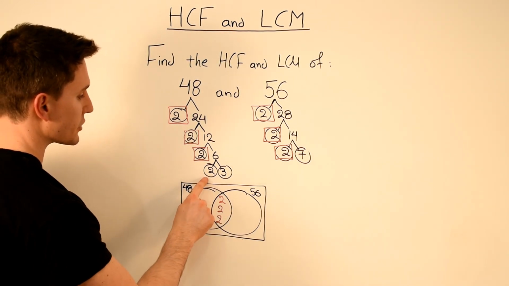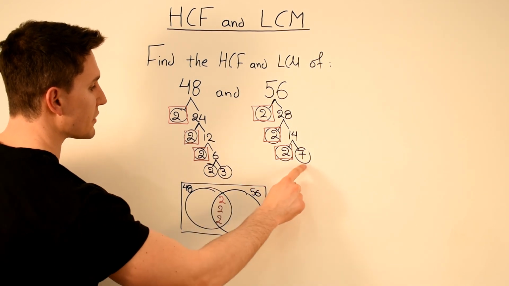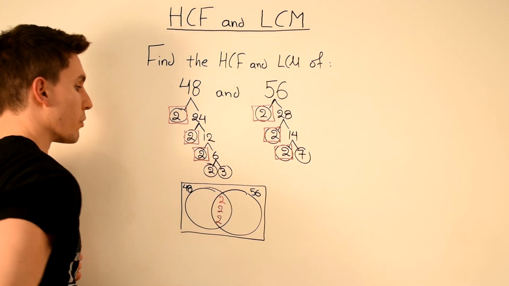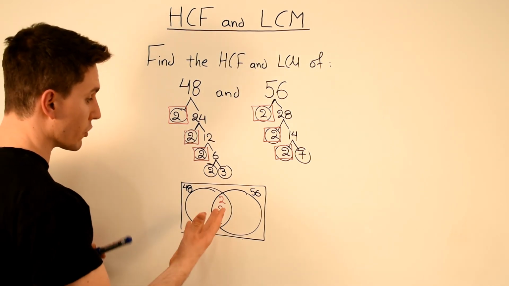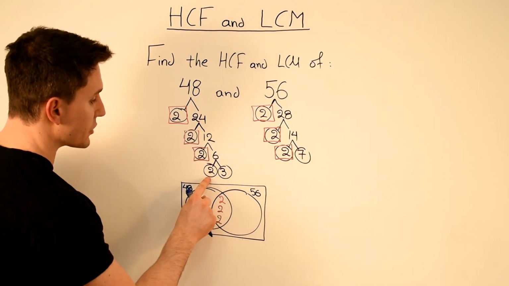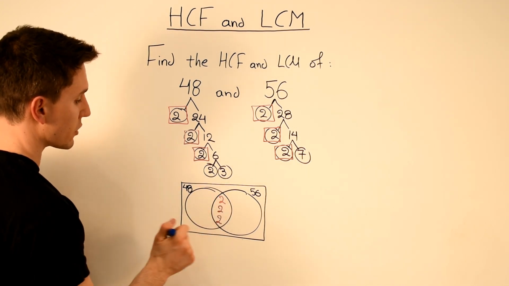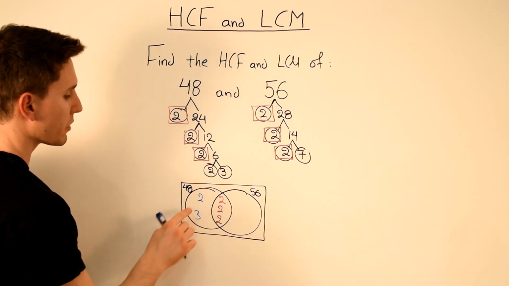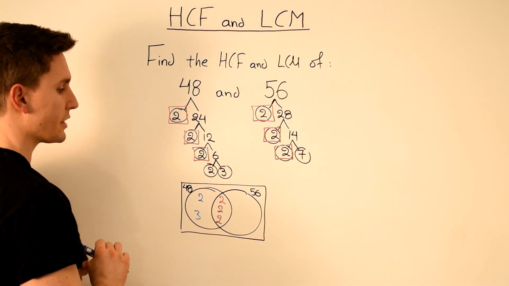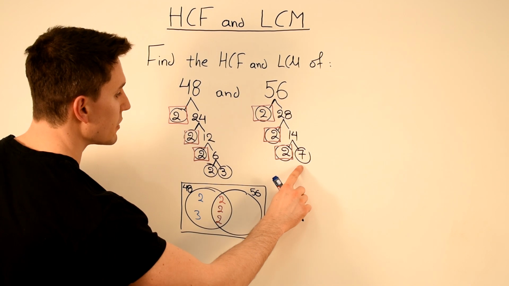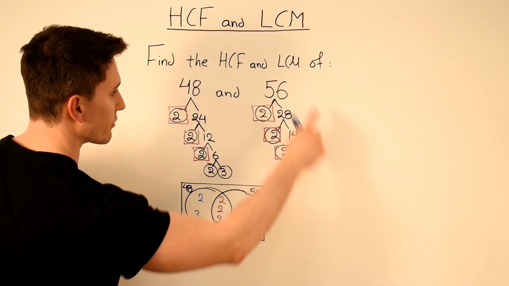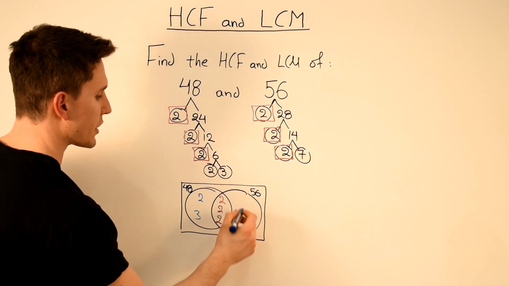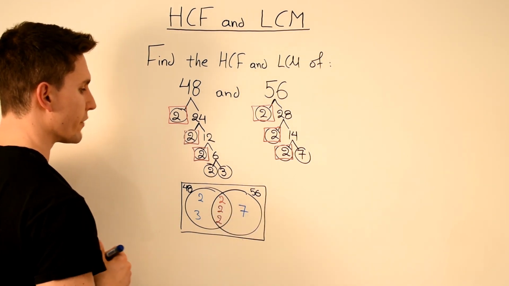Notice that this 2 and the 3, as well as this 7, they are leftovers. We can't place them in the middle part where the two circles cross. Therefore, we can go ahead and write down the 2 and the 3 in the remaining part of the circle of 48. So 2 and 3 will go in this part of the circle for 48, whereas 7, which remains in the factor tree diagram for 56, will go in this part of the circle for 56. So the remaining part of the circle for 56.